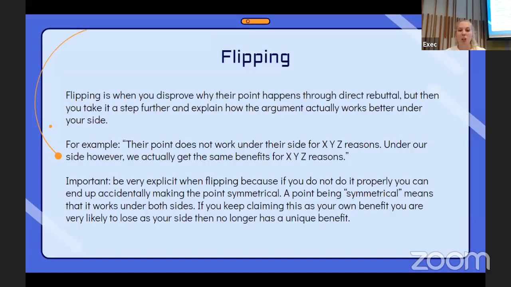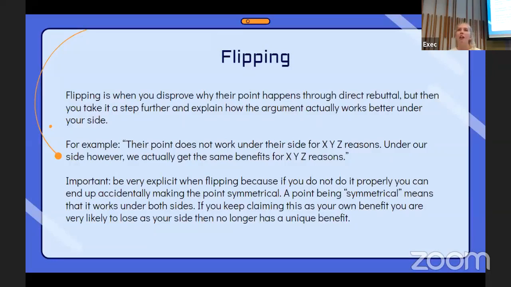So flipping is when you disprove why their point happens through direct rebuttal, or you're proving why it doesn't happen through one of the earlier responses that I talked to you about, but you take it a step further. You take it all the way to the end and explain how their argument actually works better under your side.